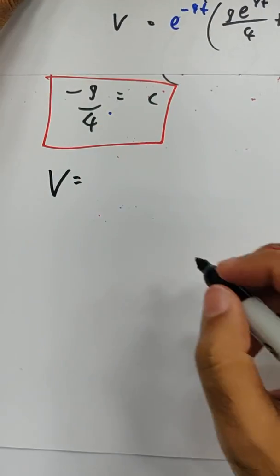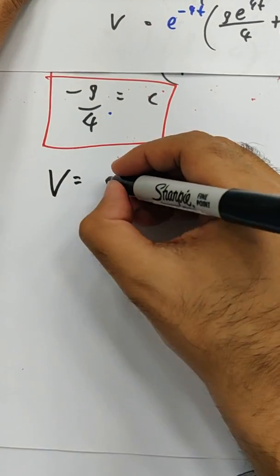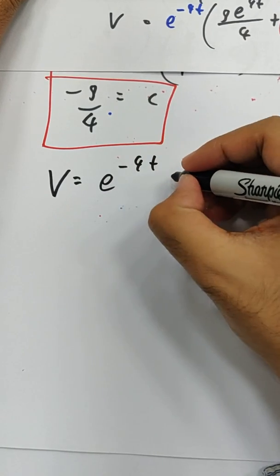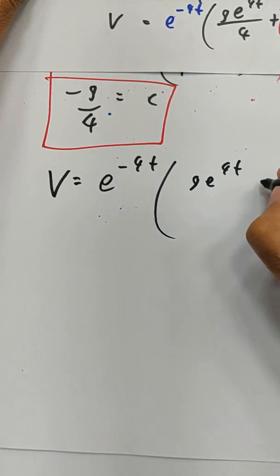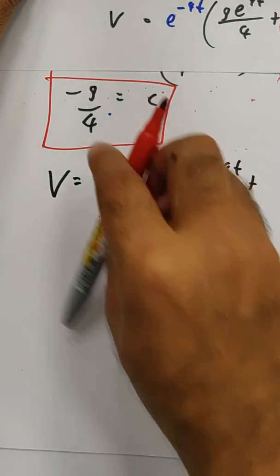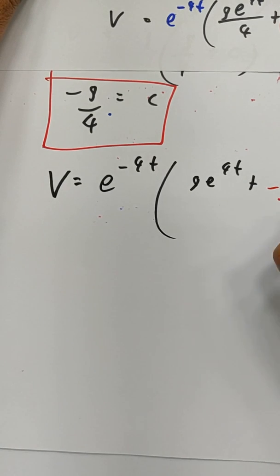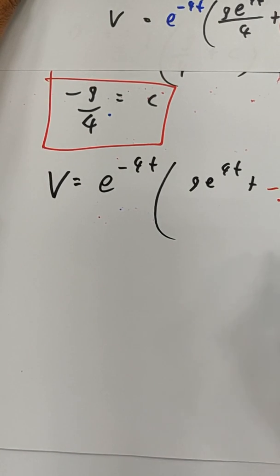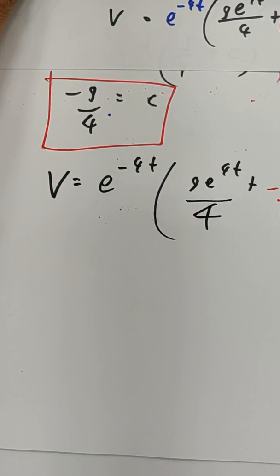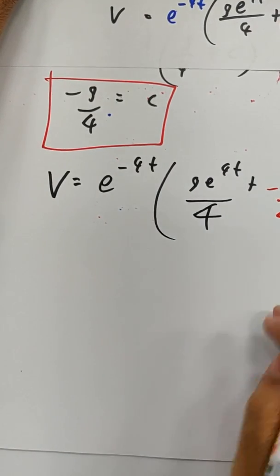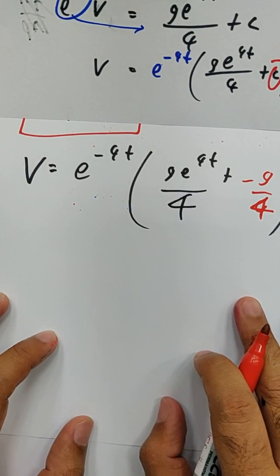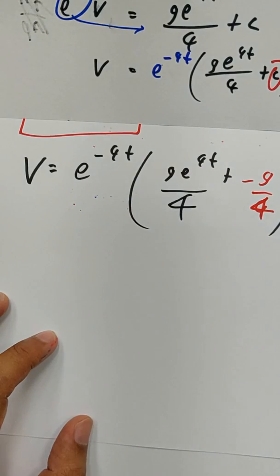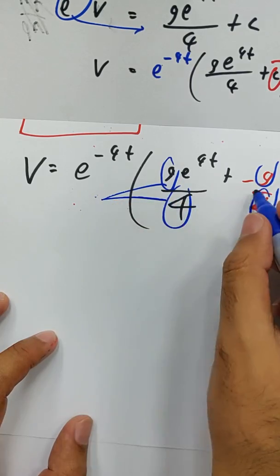So V equals e negative 4t, g e 4t plus negative g over 4, over 4. Let's make the 4 better. And you just need to simplify it out. You can see g over 4, g over 4. What can I do? I can factorize.